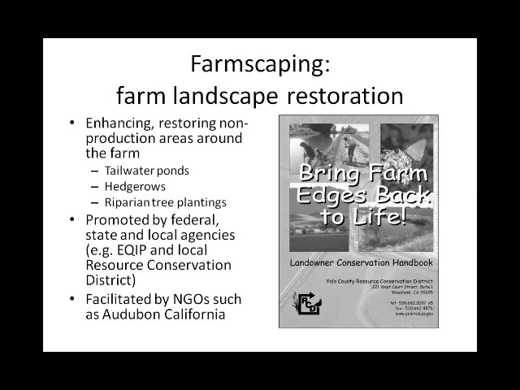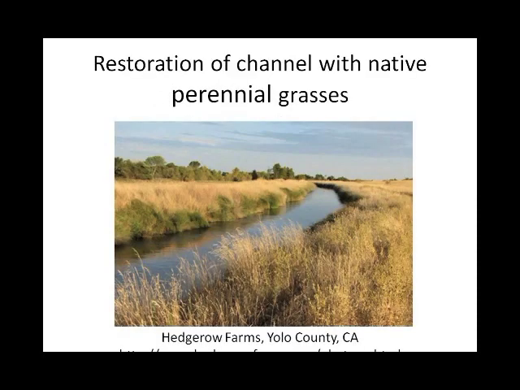So the kinds of ways that people have worked on enhancing and restoring non-production areas is with tailwater ponds, hedgerows, riparian tree plantings. And this is promoted by federal, state, and local agencies such as EQIP, our local resource conservation district. And in our area, this is often facilitated by NGOs. One example is Audubon, California in our area, where people from groups such as Audubon actually help farmers do the restoration, look for funding to support it, etc. Next slide.